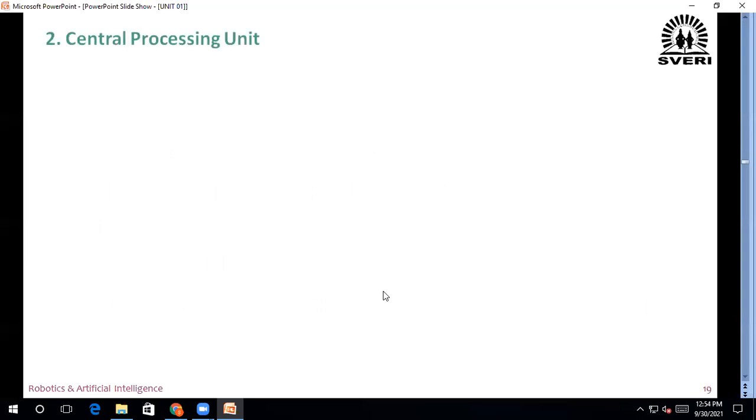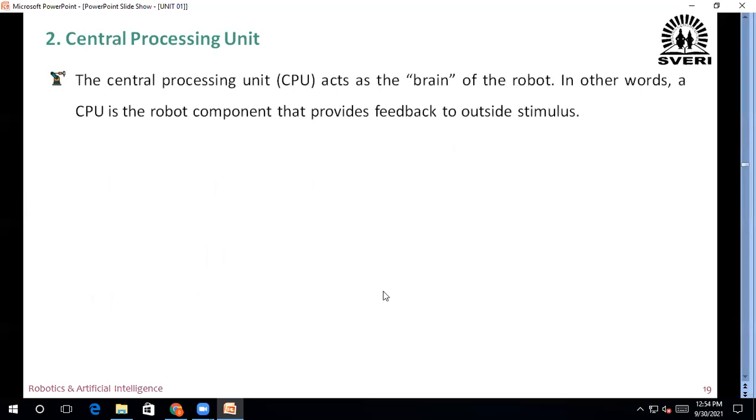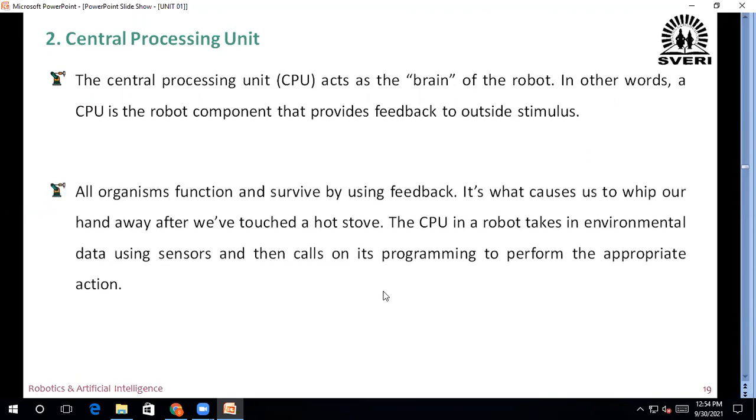Now next is the central processing unit. The central processing unit acts as the brain of the robot. In other words, a CPU is the robot component that provides feedback to outside stimulus. All organisms function and survive by using feedback. It's what causes us to whip our hand away after we have touched a hot wave. The CPU in a robot takes in environmental data using sensors and then calls on its programming to perform the appropriate action.